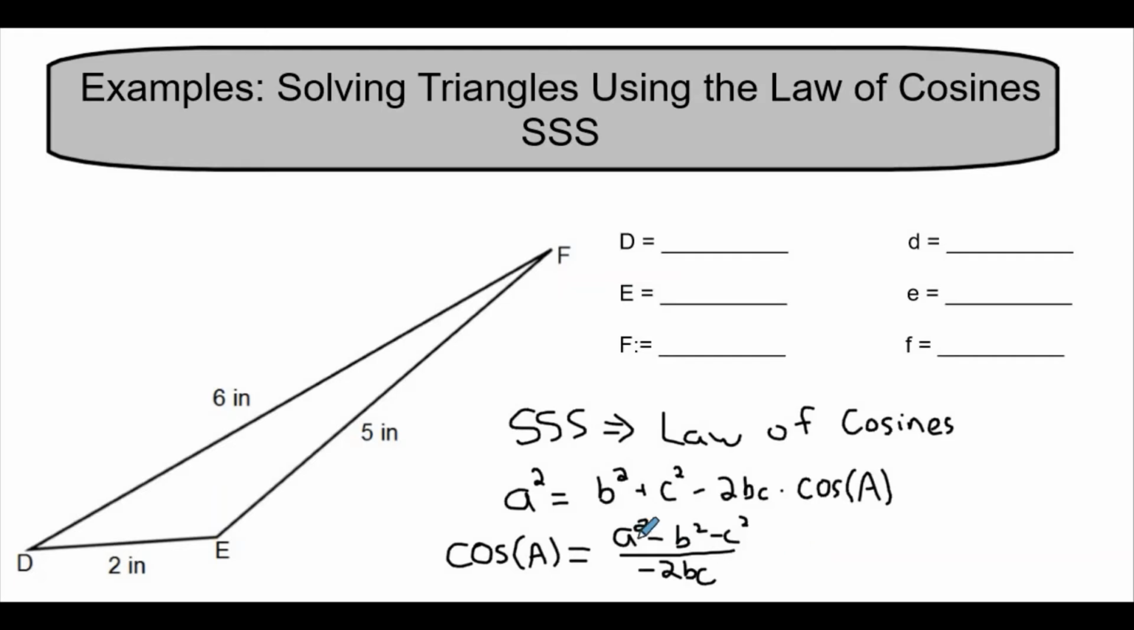Now, in other textbooks, you may see this written as B squared plus C squared minus A squared over positive 2BC. When they do that, they factored out this negative. I find that to be kind of confusing because it doesn't look like the original problem.